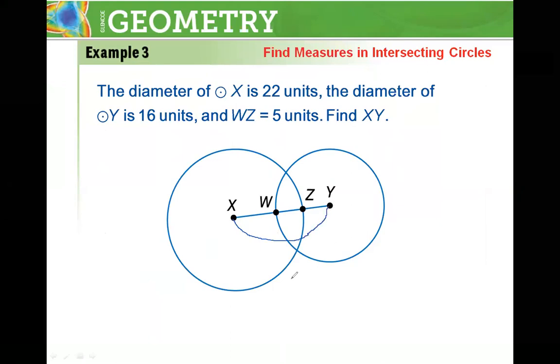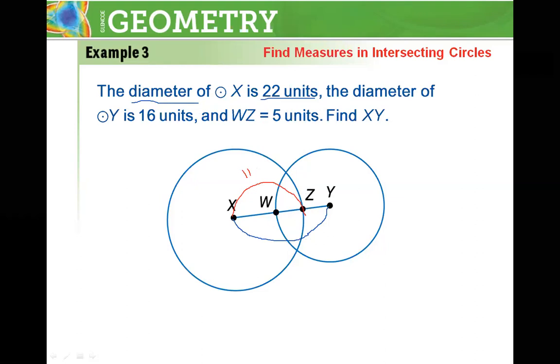Okay, XY. First, I look for the information. The diameter of circle X, the big circle, is what, Abdullah? 22 units. Can you get the radius? The diameter is 22, so the radius is 11. The radius here is XZ, so XZ is equal to 11. From where do we get this information? From the diameter equal to 22. Okay, this is the first information.